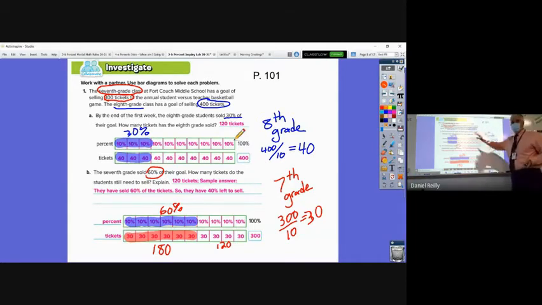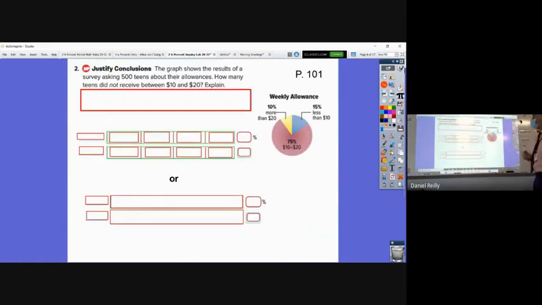Good. This is doing percent problems with a strip or a bar diagram. I think it's called strip in IXL. Okay? One other follow-up here. A lot of times you're given percents in a pie graph or a circle graph. This question says, this shows the result of a survey asking 500 teens about their allowances. How many did not receive between $10 and $20?